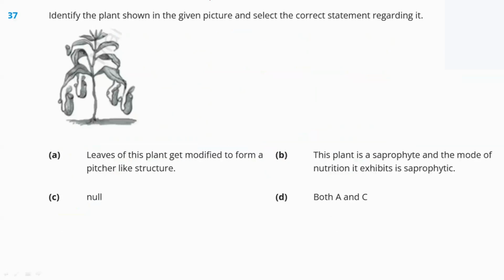Next, identify the plant shown in the picture and select the correct statement regarding it. So leaves of the plant get modified to form a pitcher-like structure. It is a saprophyte and the mode of nutrition is saprotrophic. Null, and both A and C. Okay, so option number D is our right answer, both A and C. Yes, so this is our right answer, both A and C.